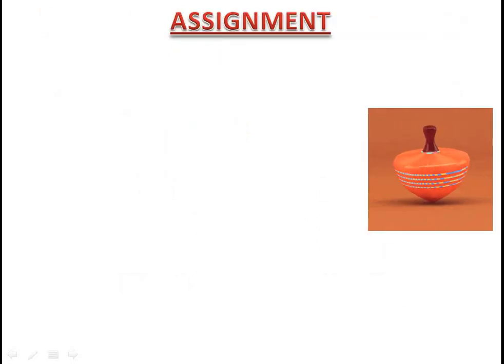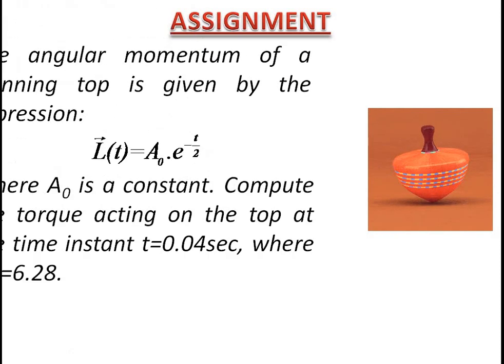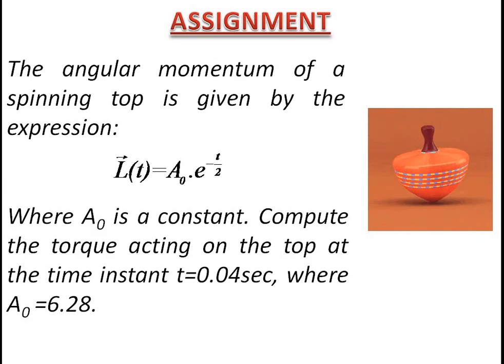So here is the first assignment. The question is like this. The angular momentum of a spinning top is given by the expression. You have a spinning top here. Its angular momentum, magnitude alone, is a time dependent quantity given by A0 e raised to minus t by 2. So there is some time dependence, where A0 is a constant. Compute the torque acting on the top at the time instant t equal to 0.04 seconds, where the value of A0 is given as 6.28.